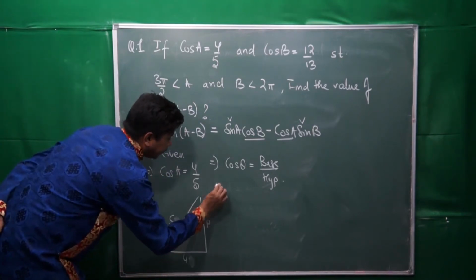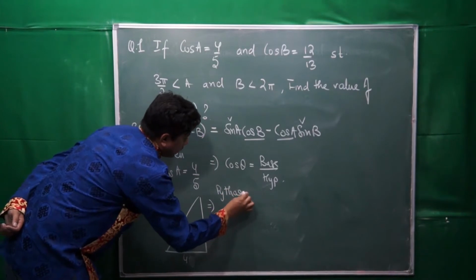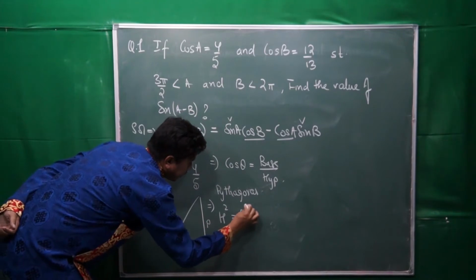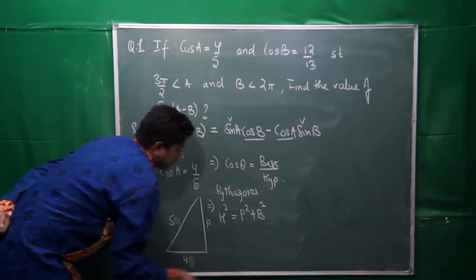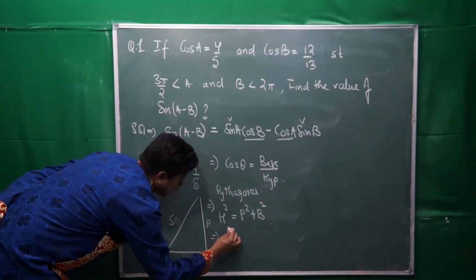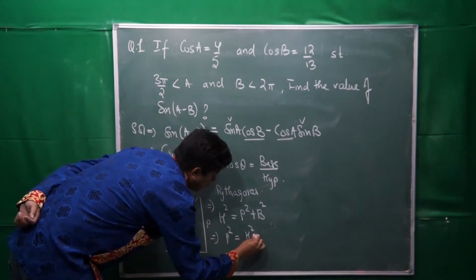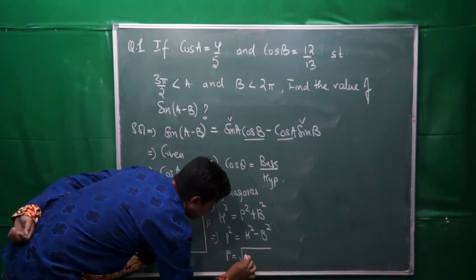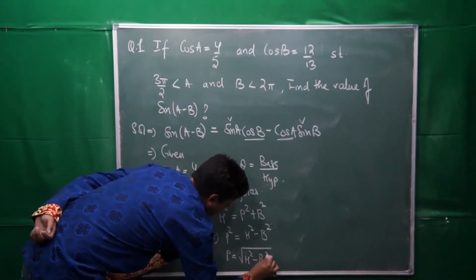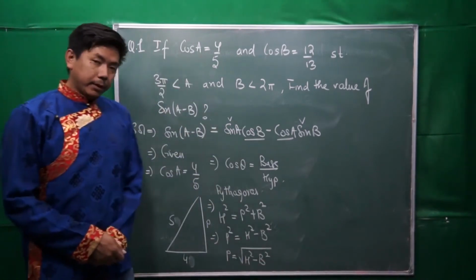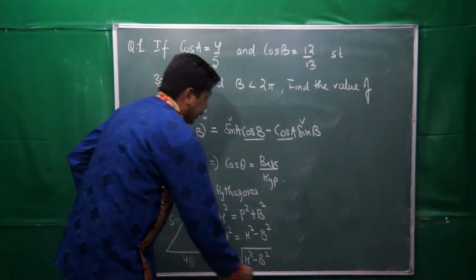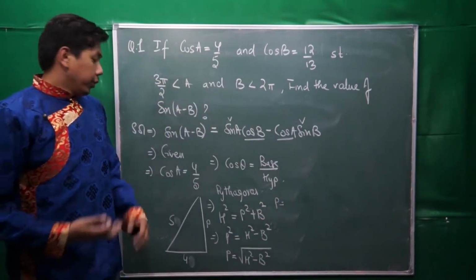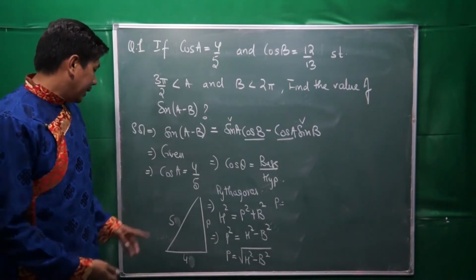So according to the Pythagoras theorem, we know that hypotenuse square equals perpendicular square plus base square, and from here we can say perpendicular square equals hypotenuse square minus base square, or perpendicular equals the square root of hypotenuse square minus base square. Simple. So you can easily find the value of the perpendicular, and after finding the perpendicular's value, you can easily calculate sine A.